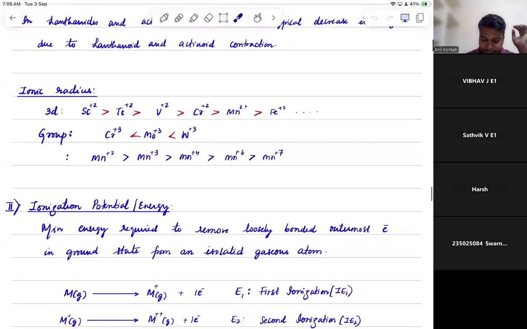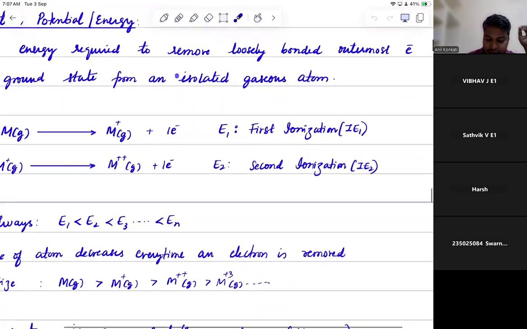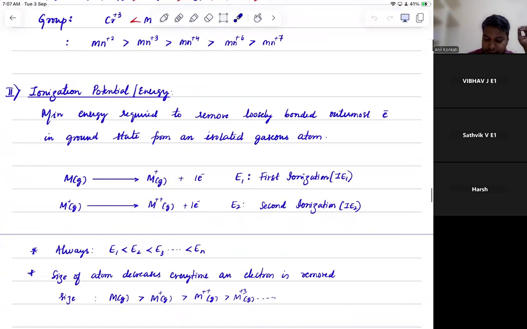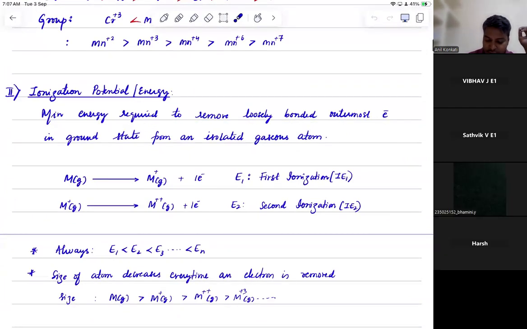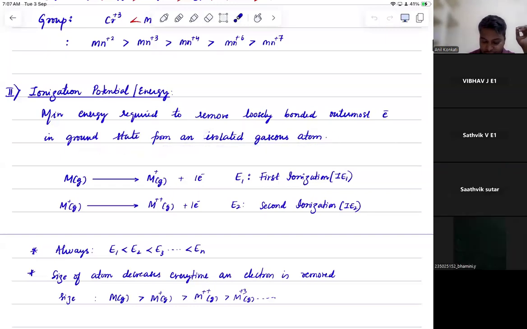So let us go to the next factor which influences the periodic properties, that is ionization potential. This is the minimum energy required to remove a loosely bound electron in ground state from an isolated gaseous atom. That is, if you take a gaseous atom and remove an electron out of it, the amount of energy required to do that is called first ionization energy.